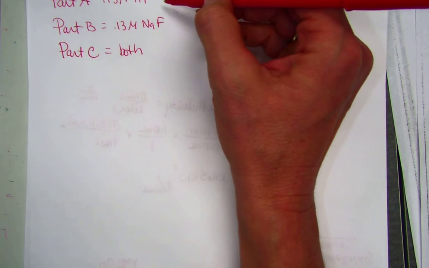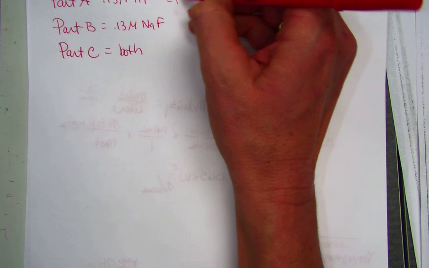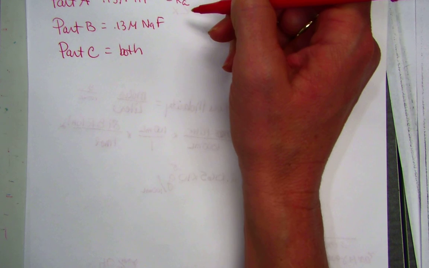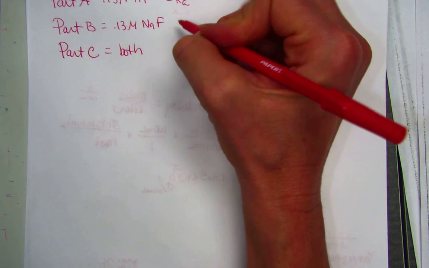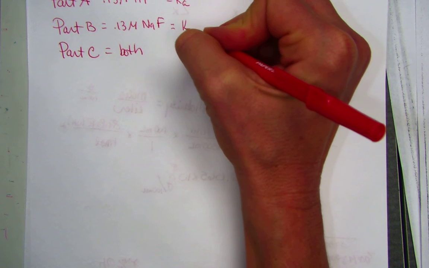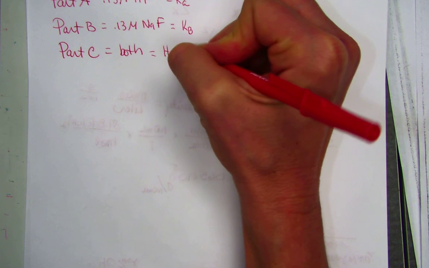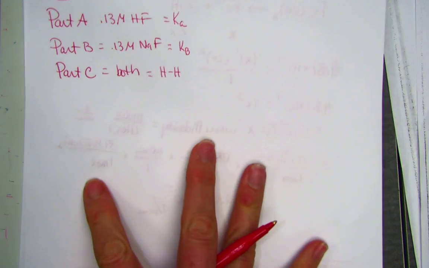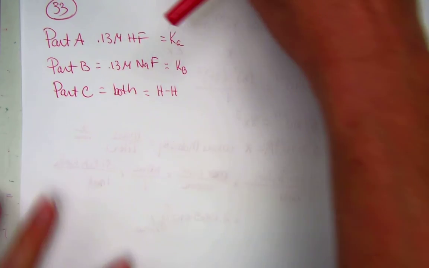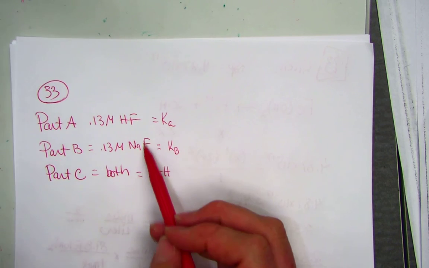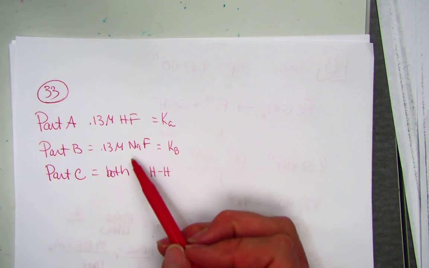Part A will be an equilibrium expression where we need the Ka for hydrofluoric acid. Part B, we're going to need a Kb for the fluoride ion, and in part C, we're going to use the Henderson-Hasselbalch because we have a mixture of a buffered system, an acid with its conjugate base.